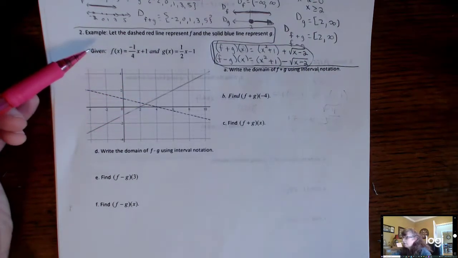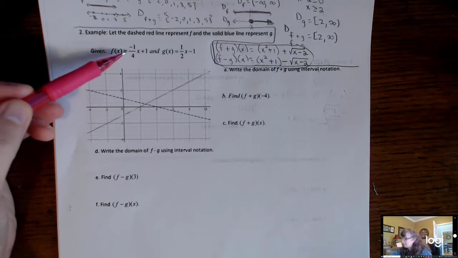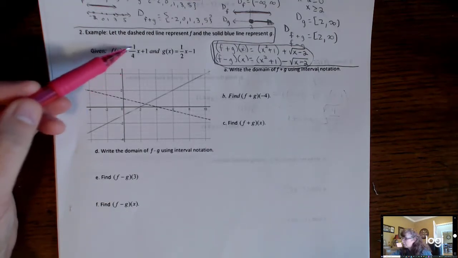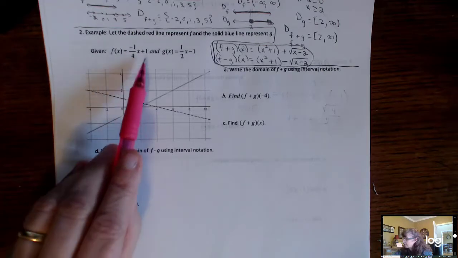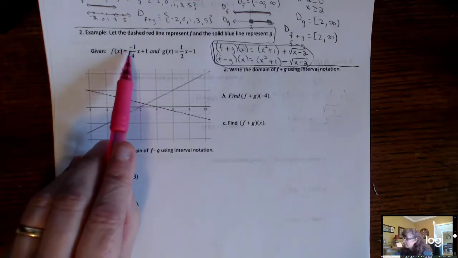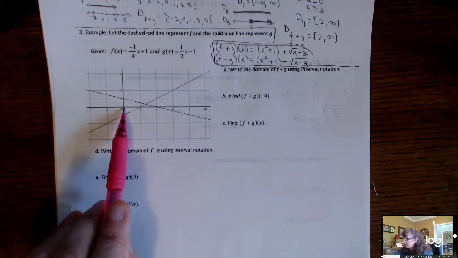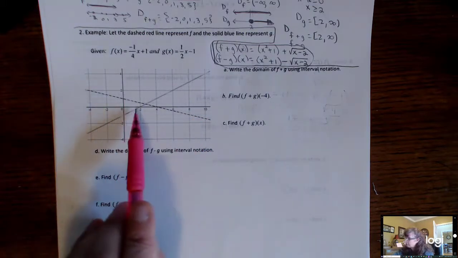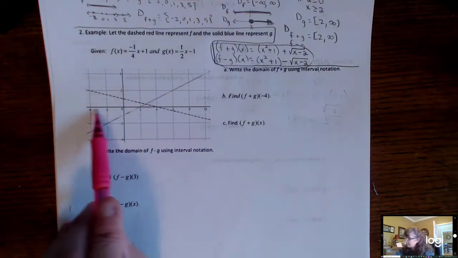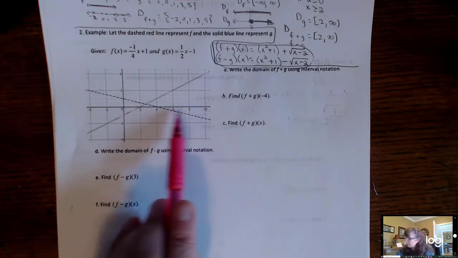Okay, so example 2, I did put a graph in here. You're given a function, f of x equals negative 1/4 x plus 1, which is a line. So I wanted to show you what that looks like. The y-intercept is 1, and the slope is negative 1 over 4, down 1 over 4, down 1 over 4, and that's that line. And it goes on forever and ever. So you can see the domain. All the x's are allowed to be put in there. The domain is all real numbers.